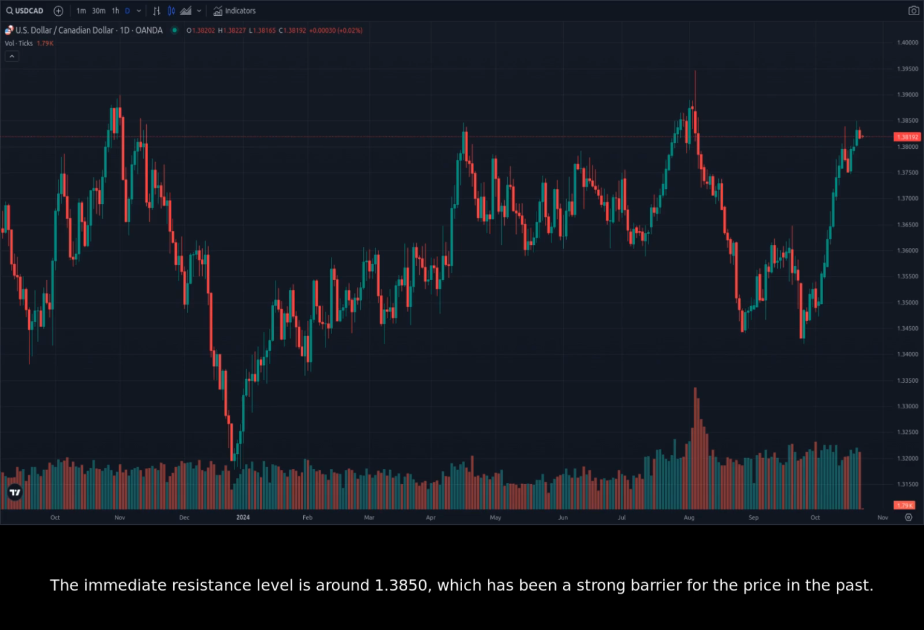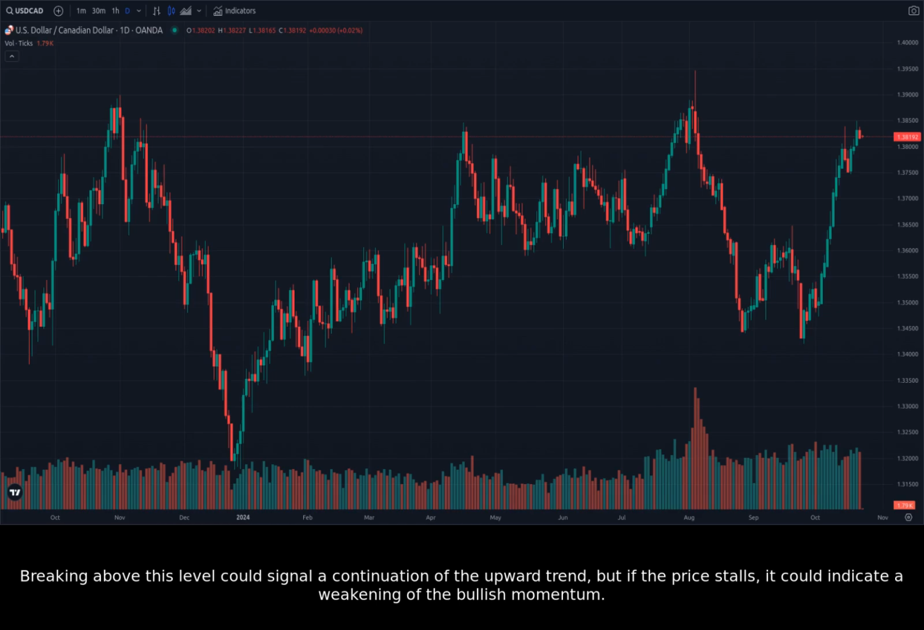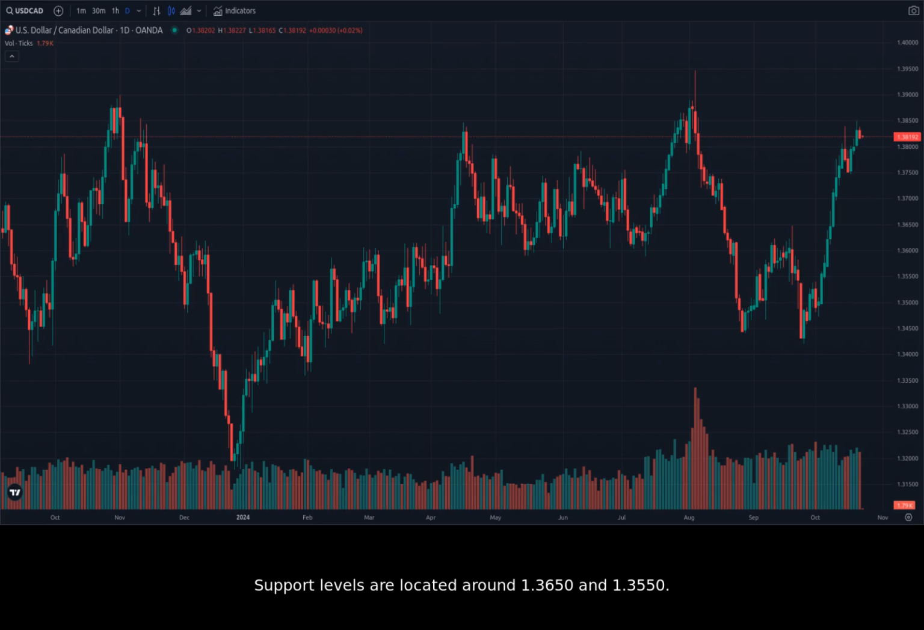Looking at the chart data, we can identify key price levels to watch. The immediate resistance level is around 1.3850, which has been a strong barrier for the price in the past. Breaking above this level could signal a continuation of the upward trend, but if the price stalls, it could indicate a weakening of the bullish momentum. Support levels are located around 1.3650 and 1.3550. If the price drops below these levels, it could suggest a further decline in USDCAD.